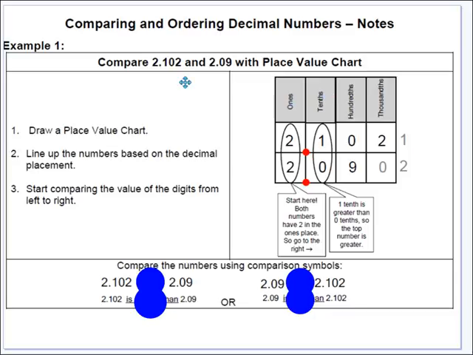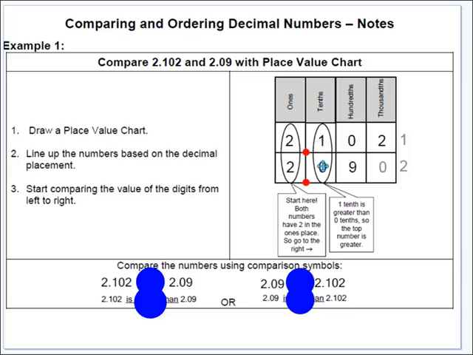So, for comparing two numbers, we have 2 and 102 thousandths, and 2 and, remember your decimal means and, 9 hundredths with your place value chart. First step is to draw a place value chart. Then you line the numbers up based on the decimal placement. Start comparing the value of the digits from left to right. 2 ones and 2 ones is the same value, so we're going to have to go to the next place value to the right.